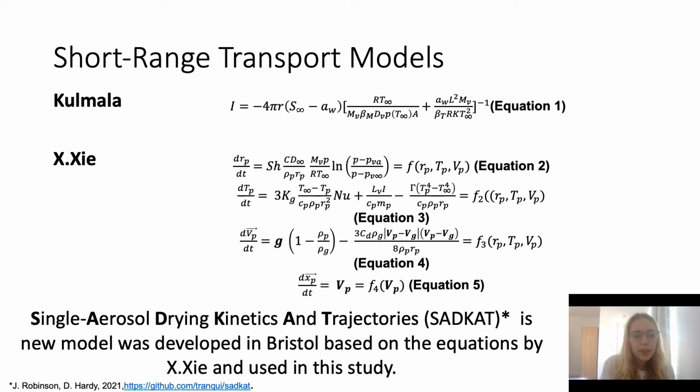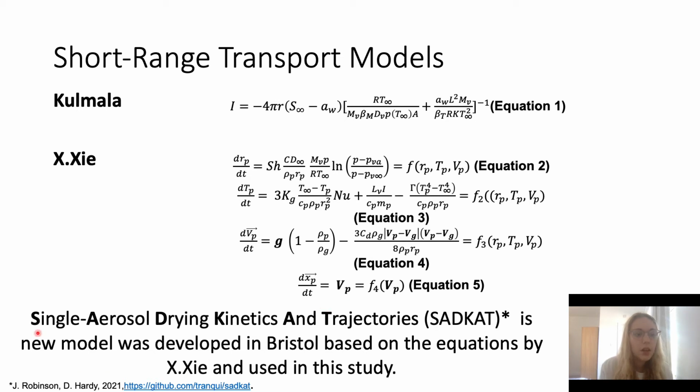As part of the investigation, I looked at short-range transport models of droplets. For example, the Kulmala model, a semi-analytical expression to describe the binary condensational growth or evaporation, such as equation 1, where I is max flux. XZ is also another model. This uses evaporation and momentum to calculate the change in radius per time, the change in temperature per time, the change in velocity over time, and the change in position over time.